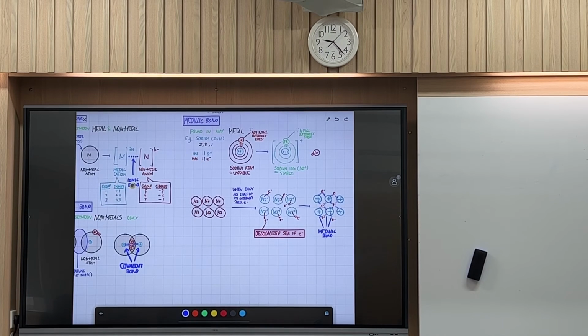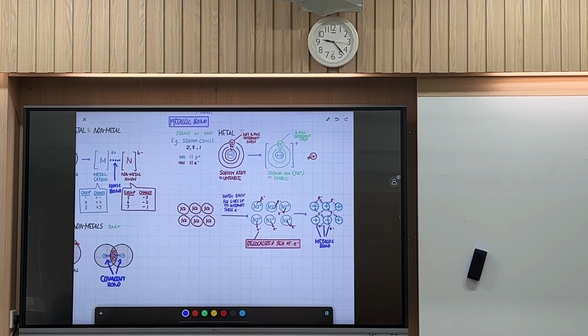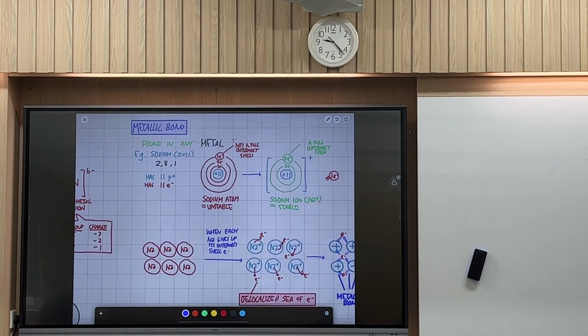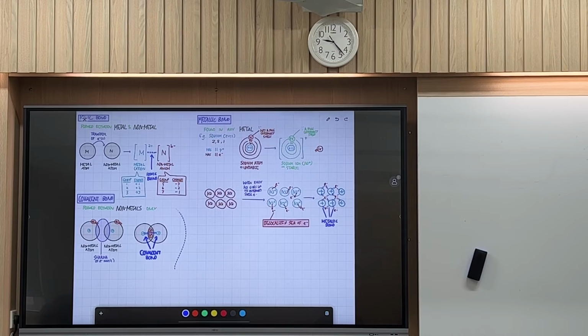So you have a bond here called ionic bond. You have a bond here called covalent bond, and over here on the right you have a bond called metallic bond. Metallic bond is found in metals. Covalent bond is found between non-metals. Ionic bond is found between metals and non-metals. So far, any question first?